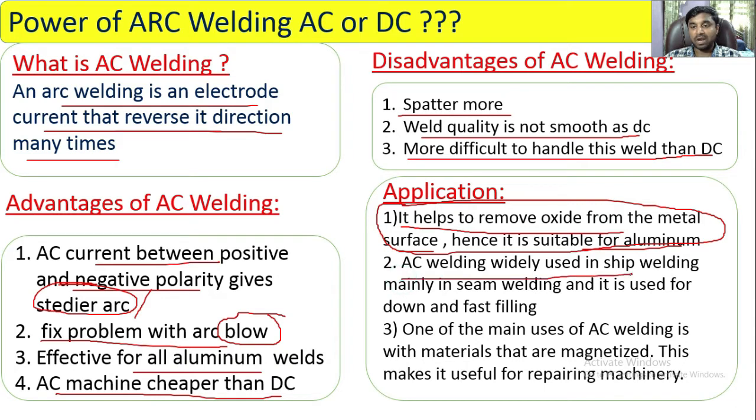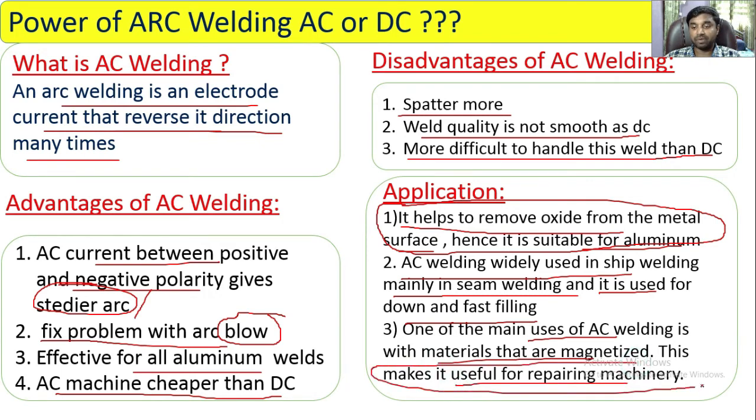AC welding is widely used in seam welding. You can see it is used for down hand and fast filling. One of the main uses of AC welding is for material that is magnetized. This makes it useful for repairing machinery. So AC welding is very good for repairing machinery. So you understand AC welding advantages, disadvantages, and applications.